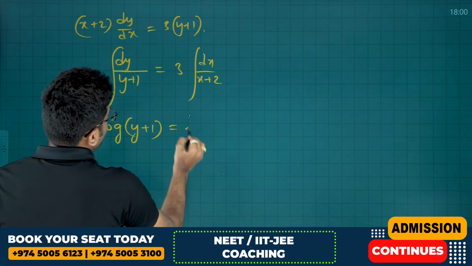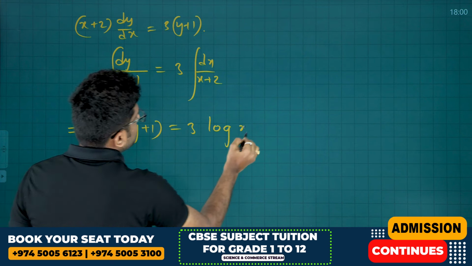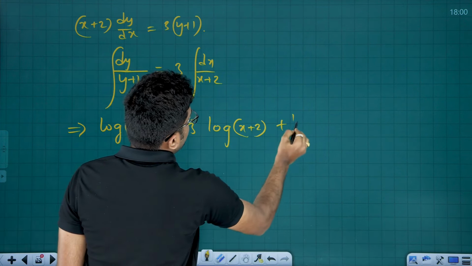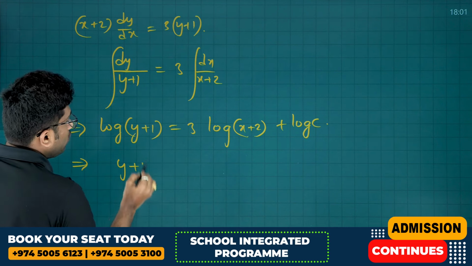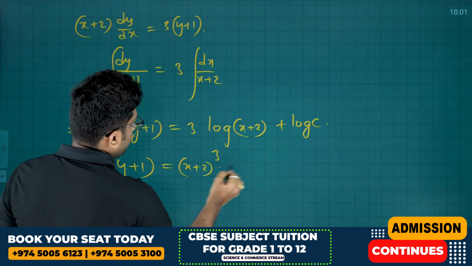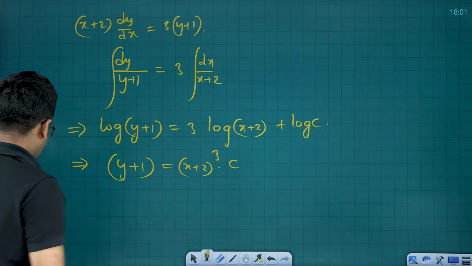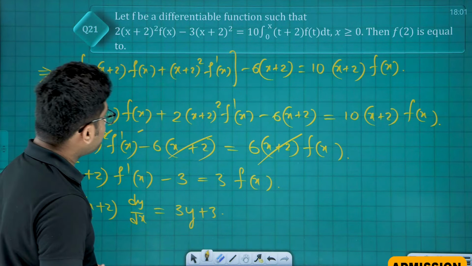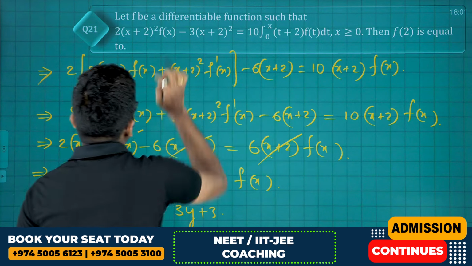log (y plus 1) is equal to 3 times log of (x plus 2) plus some log c. So clearly this will now be (y plus 1) is equal to (x plus 2) whole cube into c. This is the solution of the differential equation. That's it. Now to get this c, friends, put x equal to 0.